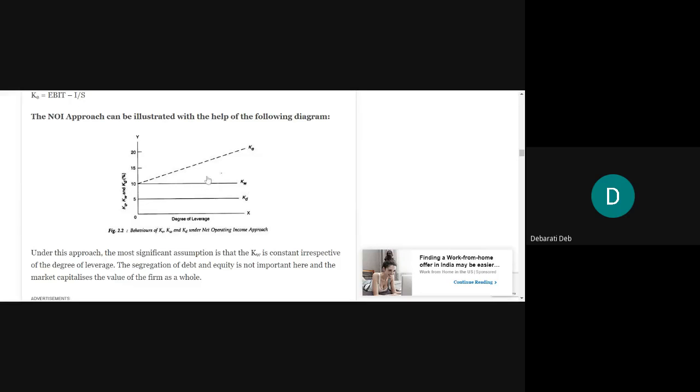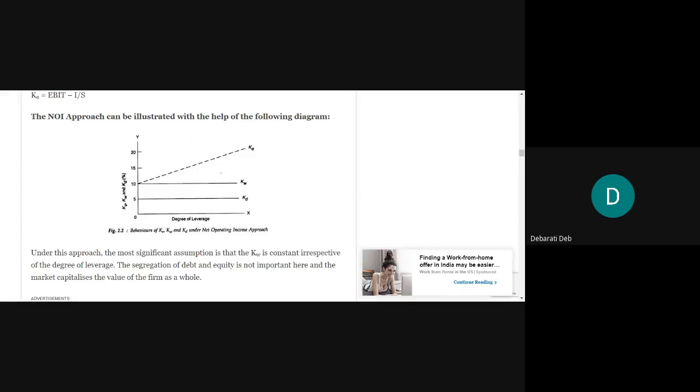And then you will draw this diagram where you will keep KD and KW as a straight line parallel to the x-axis, because on the x-axis you are plotting the degree of leverage. So when you are drawing a line parallel to the x-axis, you are stating that those two lines indicated by KW and KD are not changing with the degree of leverage. Whatever the degree of leverage, the overall cost of capital and the cost of debt are not going to change, but the cost of equity is going to change. That's why you will mention that as a dotted line.